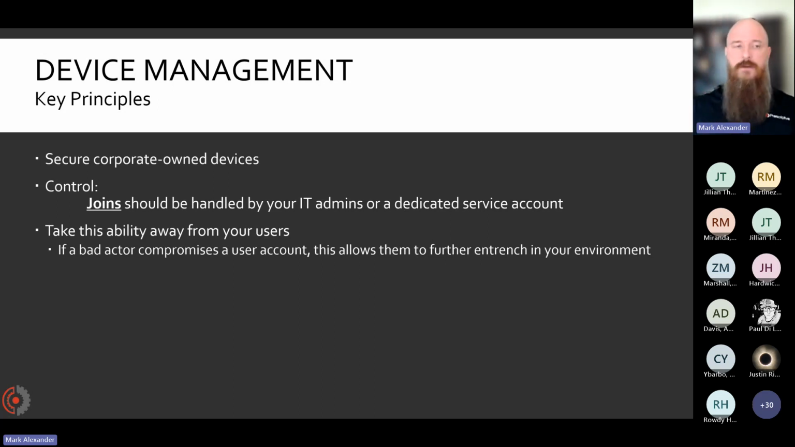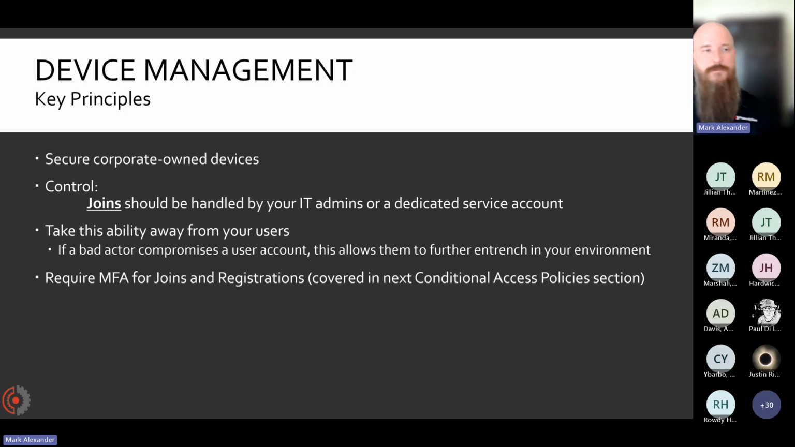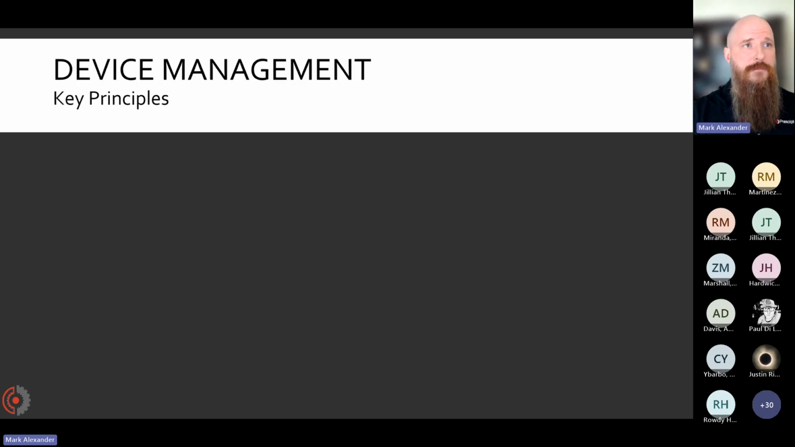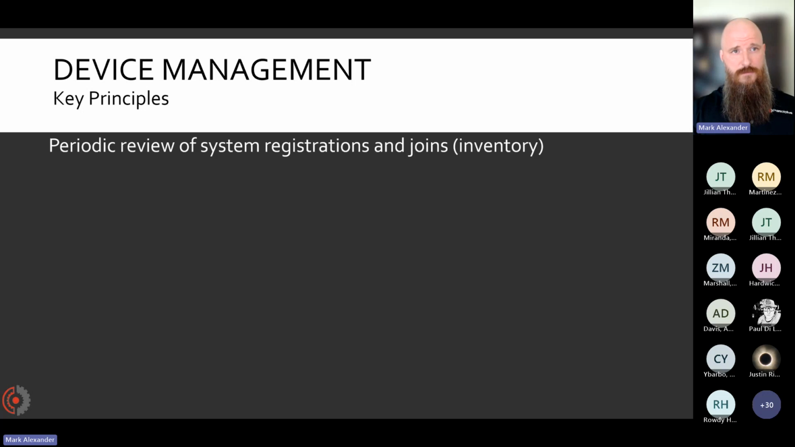So that's a pretty big deal because it allows them to entrench further in your environment, right? So we want to shut off those doors. We want to shut off any potential vectors that they could come in. And again, required MFA joins. But we're going to be sure to cover that in our conditional access policy section in the next phase here. So additional key principles, right?